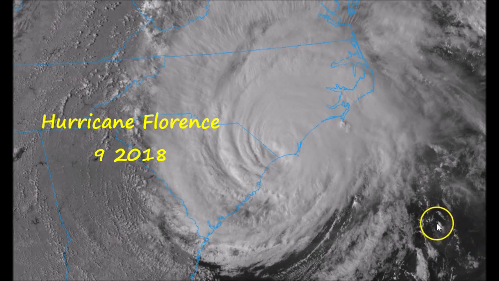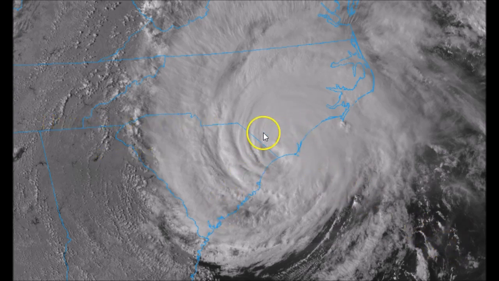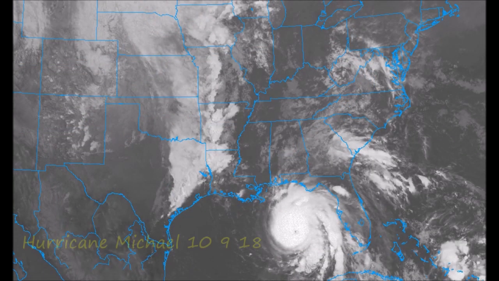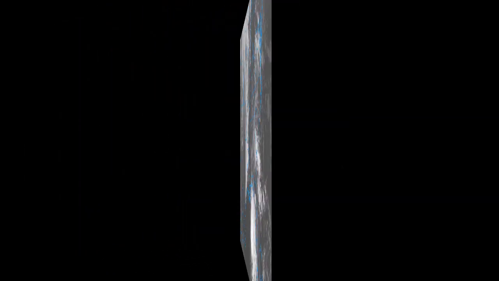Florence was held in place for an extended period of time, was incredibly devastating. No eye. I don't remember what Hurricane Michael did, but superstorms were generated along that marvelous central corridor.